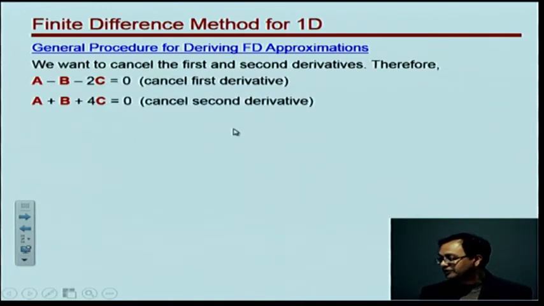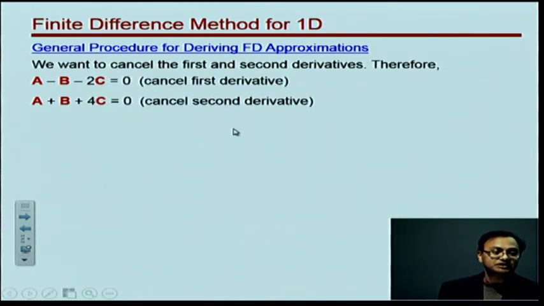For the third derivative, I don't cancel it out. I want to set its coefficient equal to 1. Why? Because I want 1 times the third derivative equal to something. That would basically give me the third derivative. So I do the same thing and I set up the third derivative.